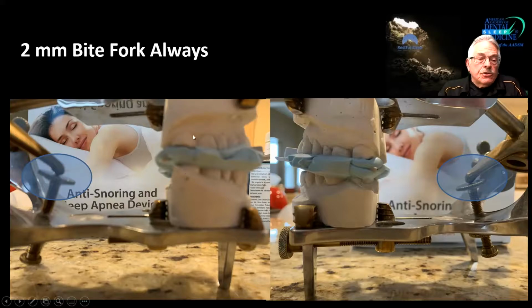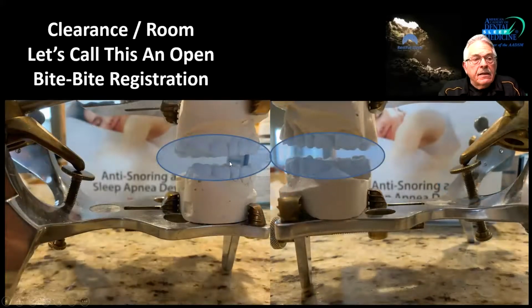So I take my models, I pour them, have staff pour them. I put the bite registration in and I mount it up on a plasterless articulator, the Galletti articulator. I set this stop back here. Then I take the bite registration out and I get an idea of how much room do I have here? How much clearance do I have here?